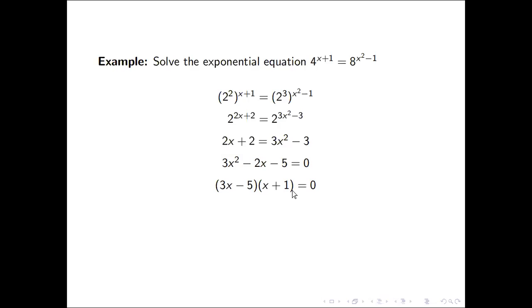So that means all we have to do now is to simply equate each factor to 0, getting the solutions x equals -1 or x equals 5/3. In fact, you can try to substitute back those values into the original equation and verify that they do satisfy the equation.